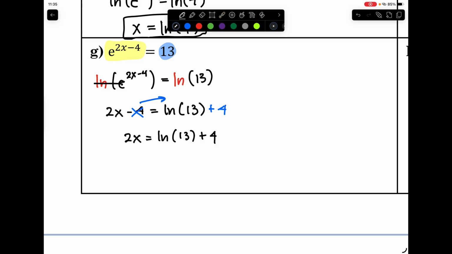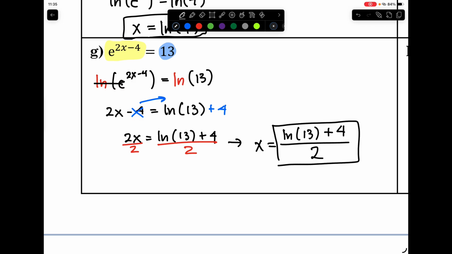Now, to get the final solution here, since we're solving the equation for x, and x is being multiplied by 2, the inverse operation would be to divide by 2. So our answer is that x equals the natural log of 13 plus 4, all divided by 2. So there is your response.